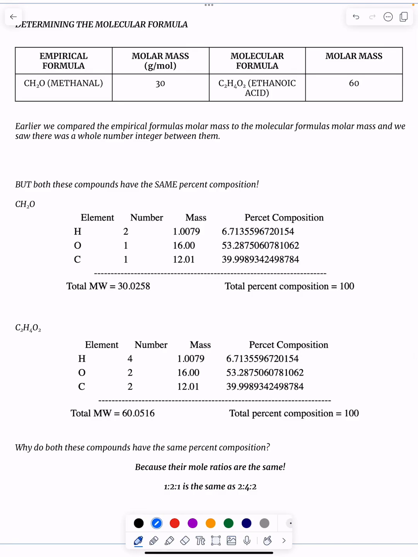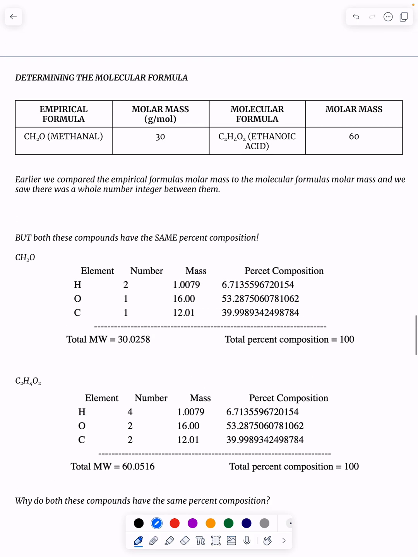All right. Hey, chemists. In this last video of our notes here, we're going to be determining a molecular formula from empirical formula data, percent composition, putting it all together. So earlier we compared the empirical formula's molar mass to the molecular formula's molar mass, and we saw that there was a whole number integer between them.